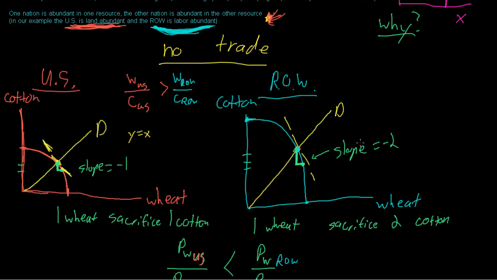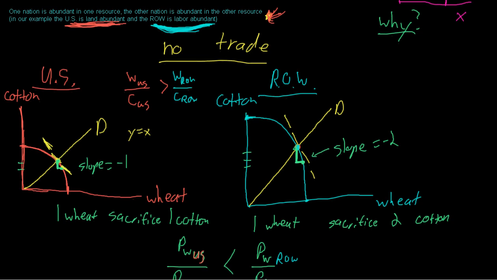Because the slope of this derivative, the opportunity cost, is so much greater in the rest of the world that producing wheat is really, really expensive for them relative to their production of cotton. And so now we've laid the foundation that wheat is really expensive for the rest of the world to produce and cotton is expensive for the US to produce. We've laid the foundation for opening up trade.